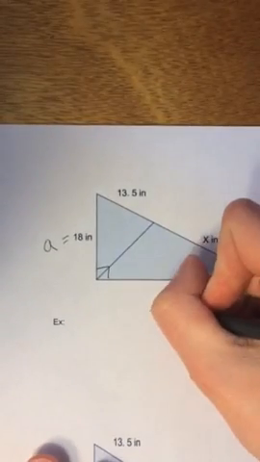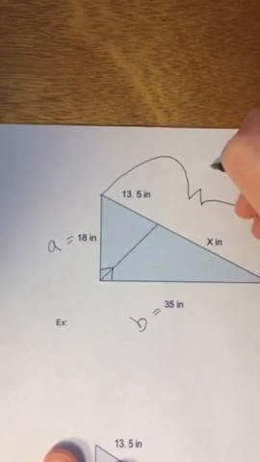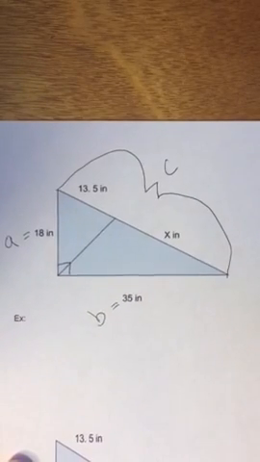So I know that the side touching this is A, okay? And this is B. Well, this whole thing is C, okay? Not just the X and not just the 13.5. So I have to do things differently than what I've been doing, okay? So this is a little more complicated, but I know you guys can do it.